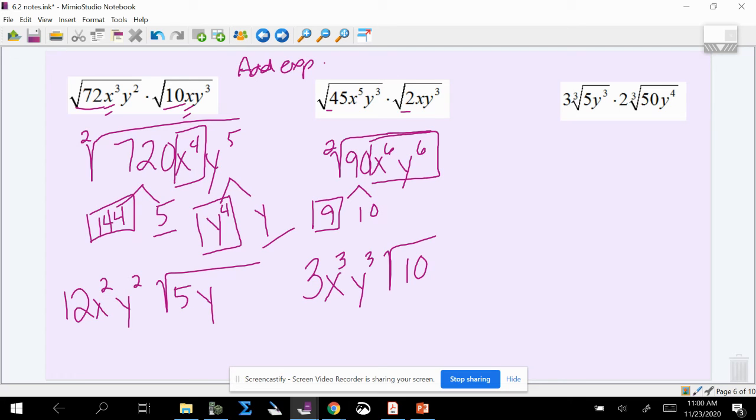Last one's got a little extra going on. When we have coefficients, and we talked a little bit about this a couple chapters ago, anything that's outside of the radicals that's being multiplied, we are allowed to multiply those together. So you can take the 3 and the 2 and get a 6. Then I can work inside. So now when I'm working inside, it's a cube root. 5 times 50 is 250. Y to the third times y to the fourth is y to the seventh.